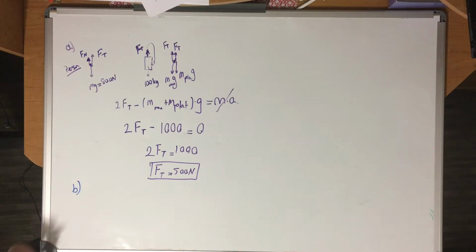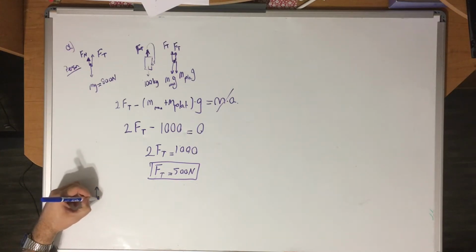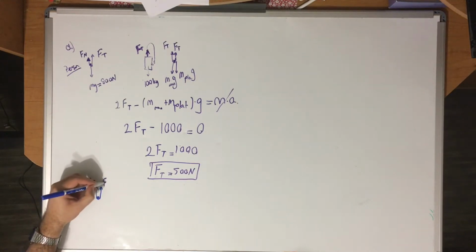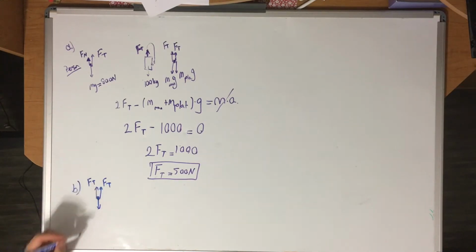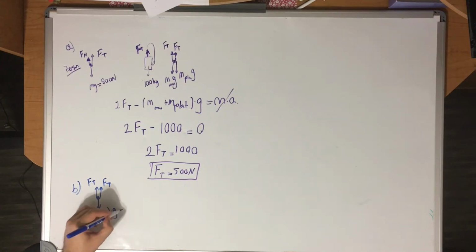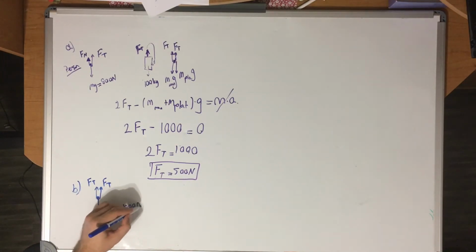you have this similar system. You have Ft going up, and then Ft going up, and then let's put that as just one object. 80 plus 20 times g, which is 1,000 newtons. So my free body diagram is the same. 2 tensions going up, 1,000 newtons going down.